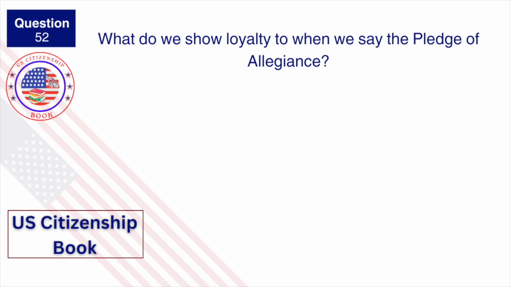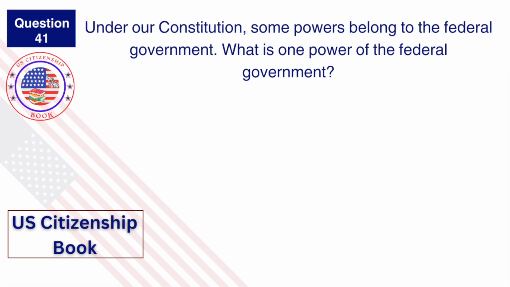What do we show loyalty to when we say the Pledge of Allegiance? The United States. Under our Constitution, some powers belong to the federal government. What is one power of the federal government? To print money.